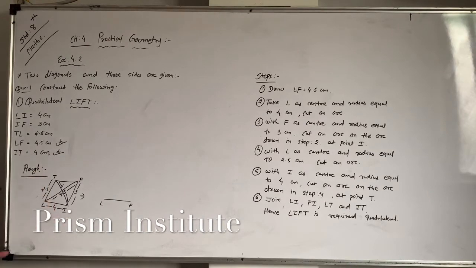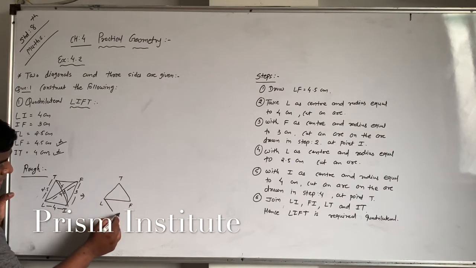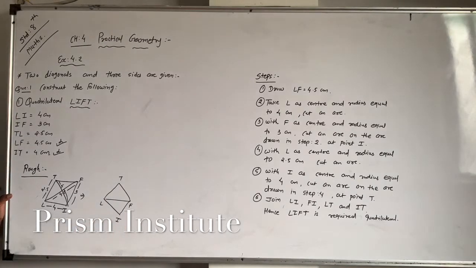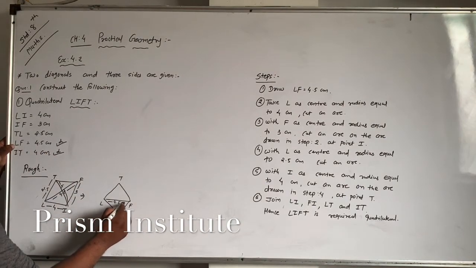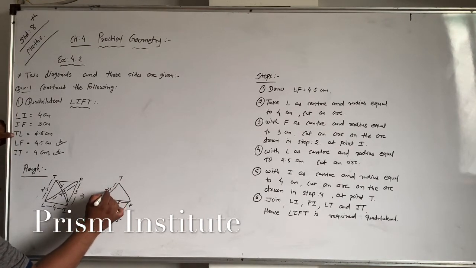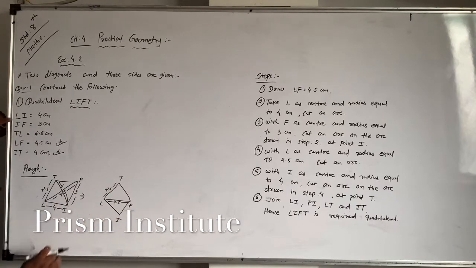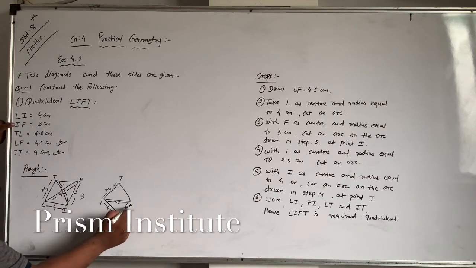T and I are on the two different half planes of LF. So suppose that is point T, and connect this, and that is point I. Now using the measurements, LF is 4.5. LT is 2.5. FT is not given, so leave it as it is. Now LI is 4, and IF is 3.